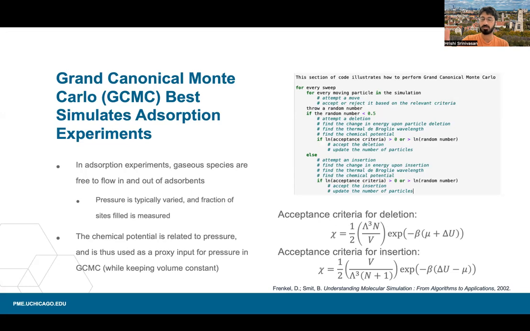We then find the variables that go into the acceptance criteria, such as delta E or delta U upon particle deletion or insertion, the thermal de Broglie wavelength, which is constant because temperature is constant, and the chemical potential, which is fixed based on the pressure of the system. If the criteria is greater than 1 or greater than a random number, then we accept and update the number of particles accordingly. The acceptance criteria for deletion and insertion are shown below, taken from Frenkel and Smit's book.